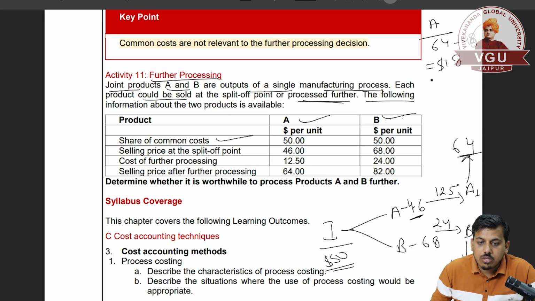And what is the cost of making it? It is 12.5. So further processing cost is 12.5, but the sale value will increase by 18. So it is worthwhile because we are getting an additional $5.5 per unit. So further processing is worthwhile.